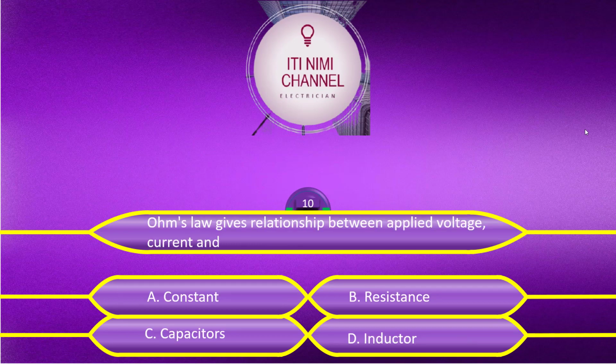Ohm's law gives the relationship between applied voltage, current and option A constant, option B resistance, option C capacitors, option D inductor. The answer is resistance.